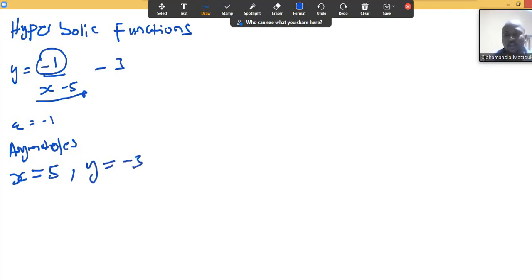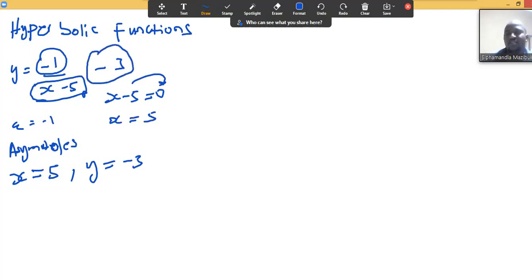Remember, to get our asymptote, we're taking whatever is in the denominator and we say it's equal to 0. Like we have x minus 5, we make it equal to 0, and hence we have x is equal to 5, because we're taking the 5 to the other side, it changes the sign. But when we're looking at the y asymptote, we're just taking q as it is. If it's -3, it will be -3. If it's positive, it will be just positive.